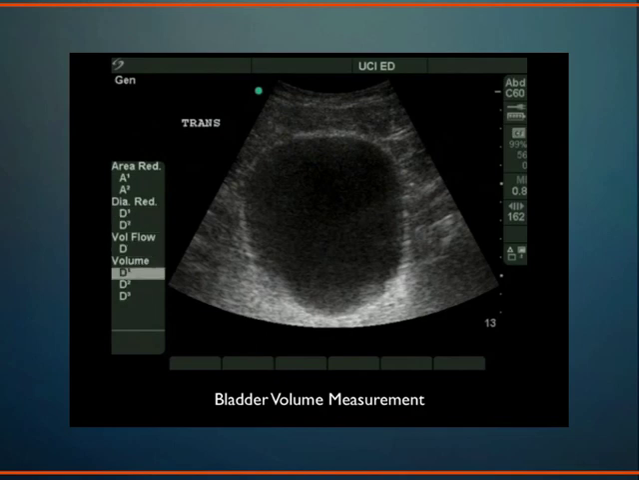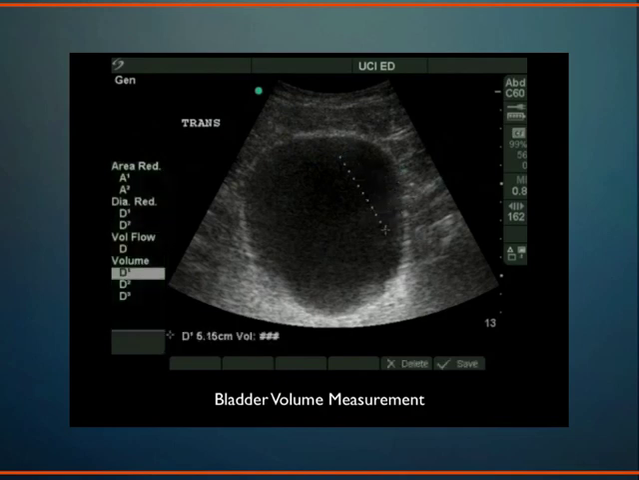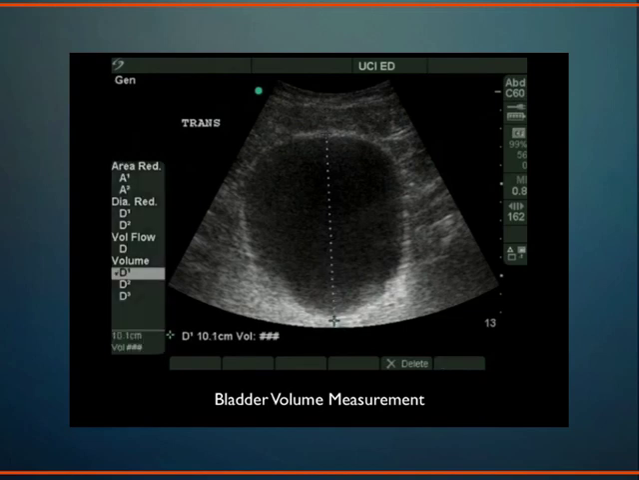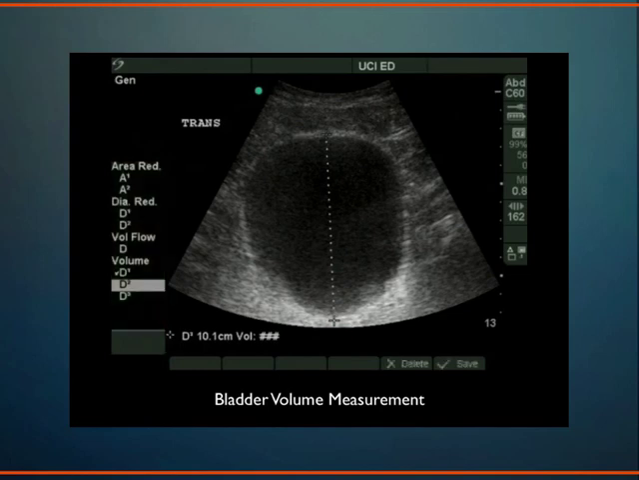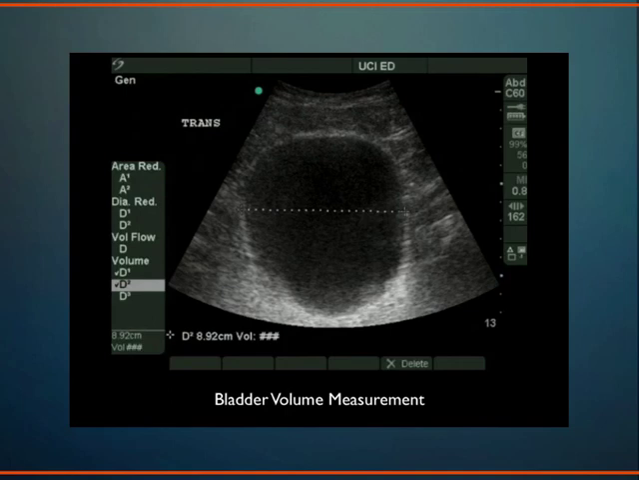So right now we've got the probe in a transverse plane with the indicator to the patient's right. Therefore, this is the height, and this is the width, right? So this is going from one edge of the bladder to the other edge, and this is going from the top of the bladder to the bottom of the bladder. So we can input these, and some machines will allow you to do this. D1 got entered. Now we're entering D2, which we're going to call the width. So it was the height, and then we got the width.